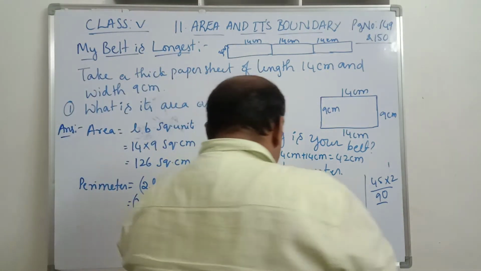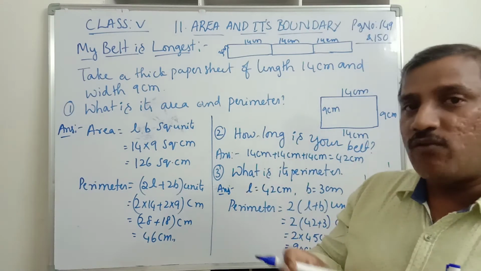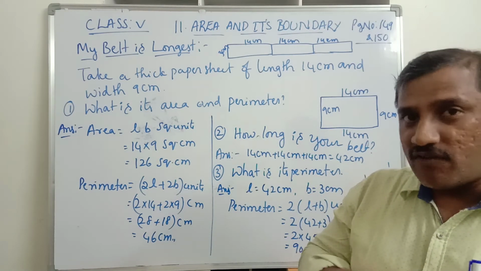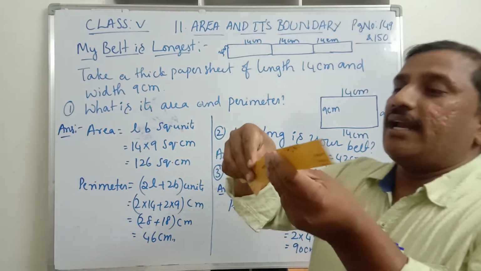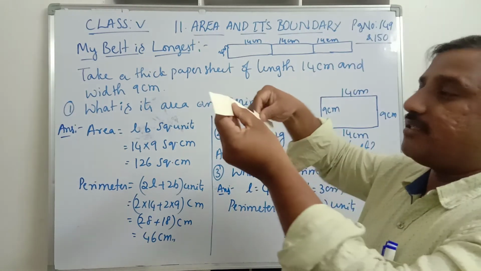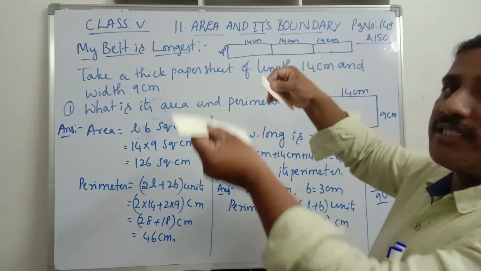Now suppose I increase the number of pieces of this paper, then what will happen? I took only 3 pieces. If I made it into 6 pieces, then what will happen? The length of the belt will increase. 3 pieces is this much, 6 pieces means still more will be there. Double this length will be there.